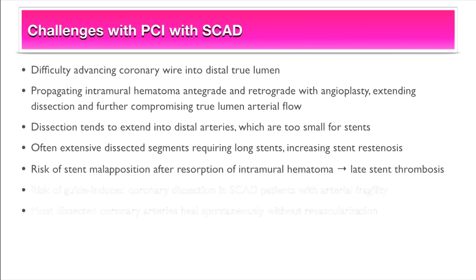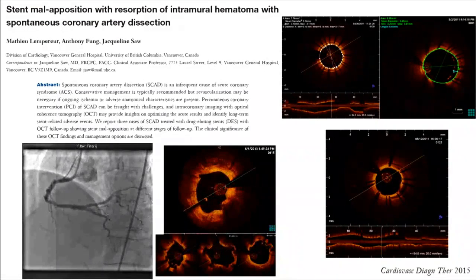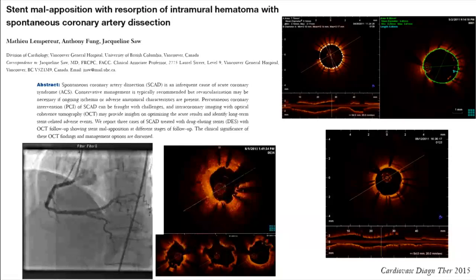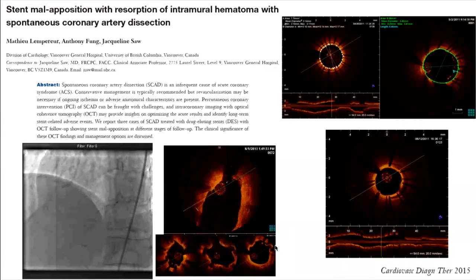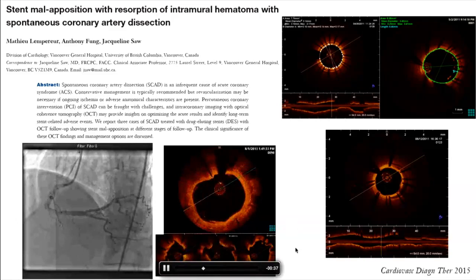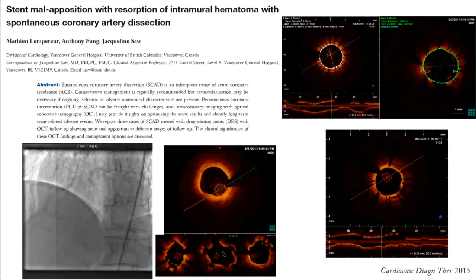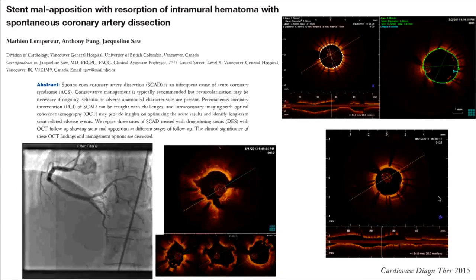There's also, because of the need for long stents, a high risk of stent restenosis. And there's also a new phenomenon of stent malapposition after resorption of intramural hematoma, which might lead to late stent thrombosis. We described this in a recent case series of three cases that we published in Cardiovascular Diagnosis and Therapy. You can see on the left-hand panel a patient who was implanted with Cypher stents, and following that, there was marked late malapposition and stent thrombosis following cessation of antiplatelet therapy. On the right-hand panels are two other patients where, with early reabsorption of intramural hematoma, we start seeing malapposition of the stent struts. This was 3 days after, and this was about 2 weeks after the initiating SCAD events.